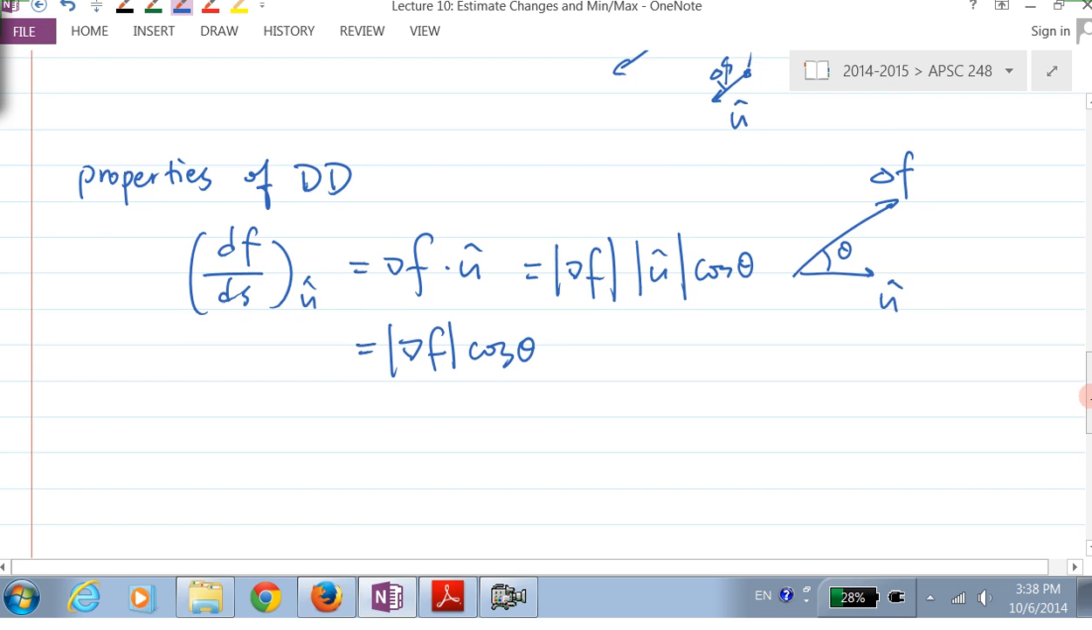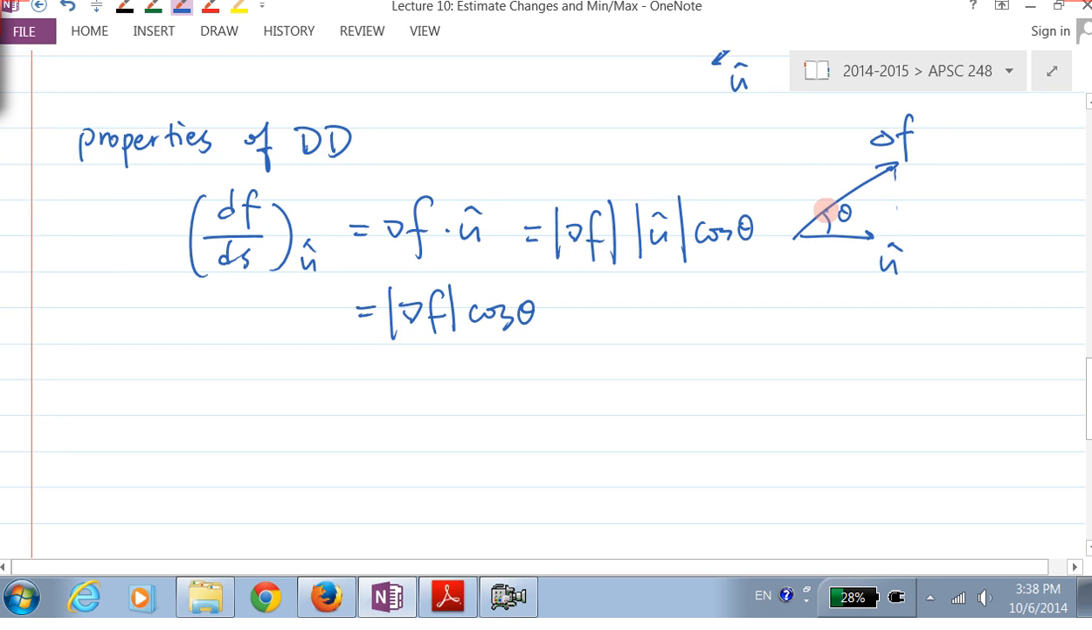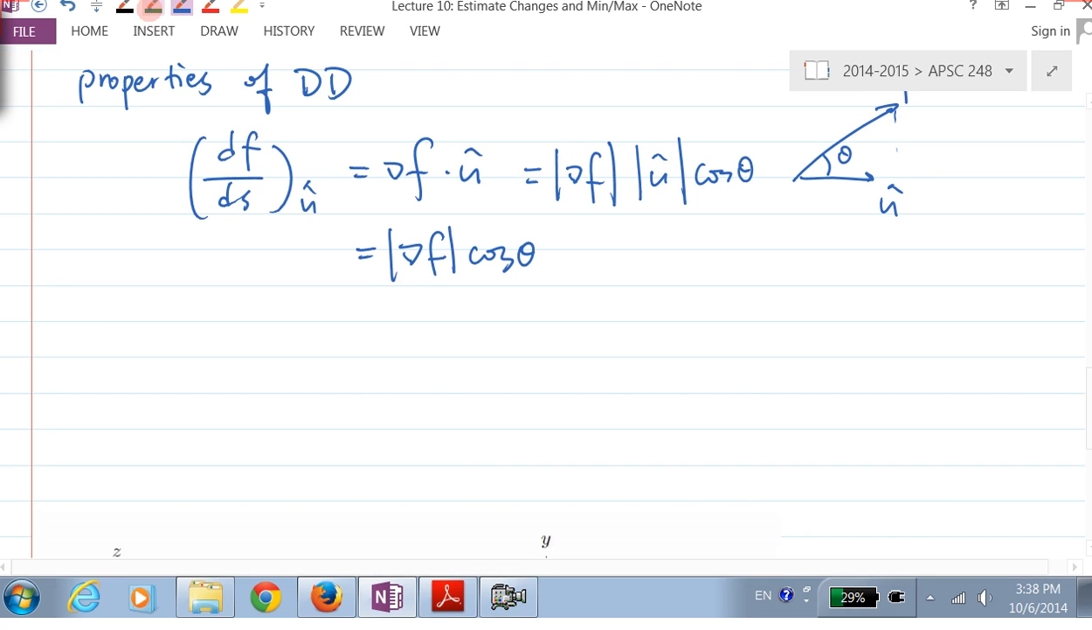And essentially, as I mentioned in the previous lecture, when you dot with the unit vector, what you're doing is calculating the projected length. You're getting the projected length of that vector in the direction u hat. So then, based on this, we can summarize a few properties.